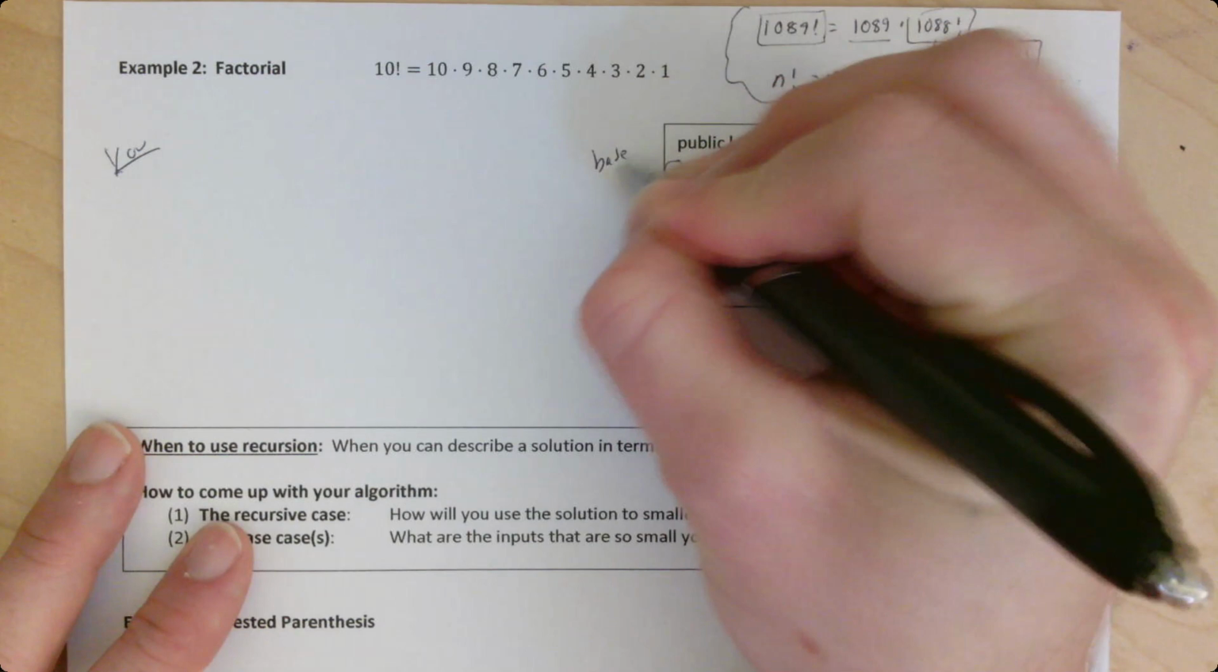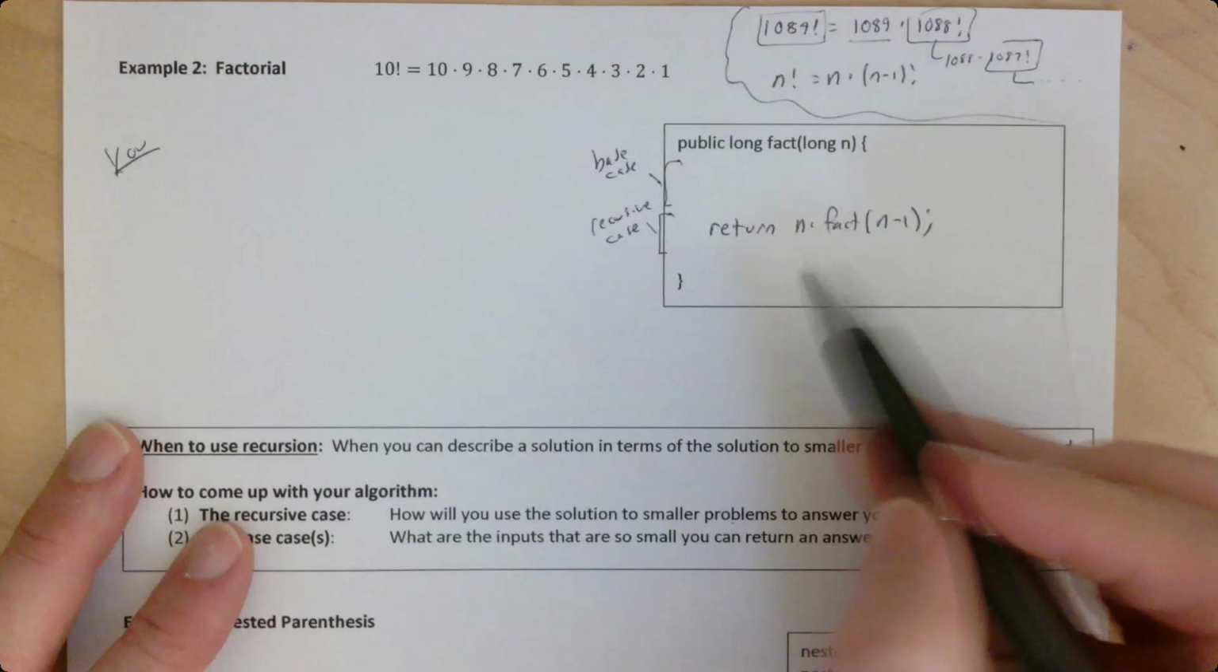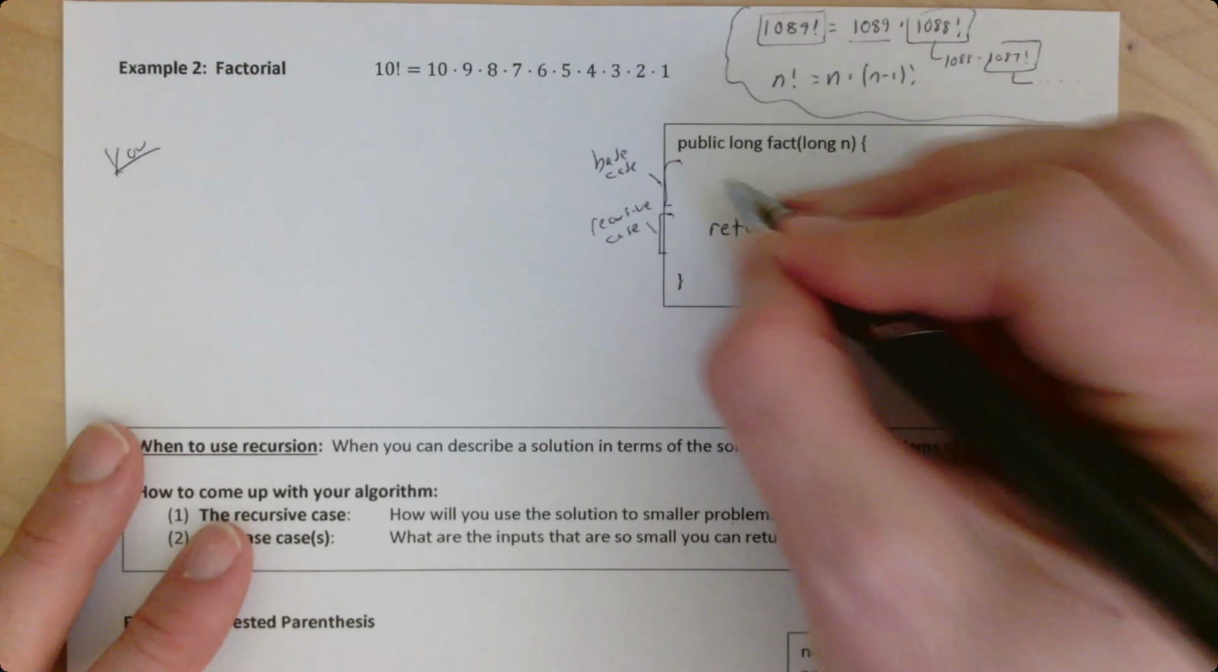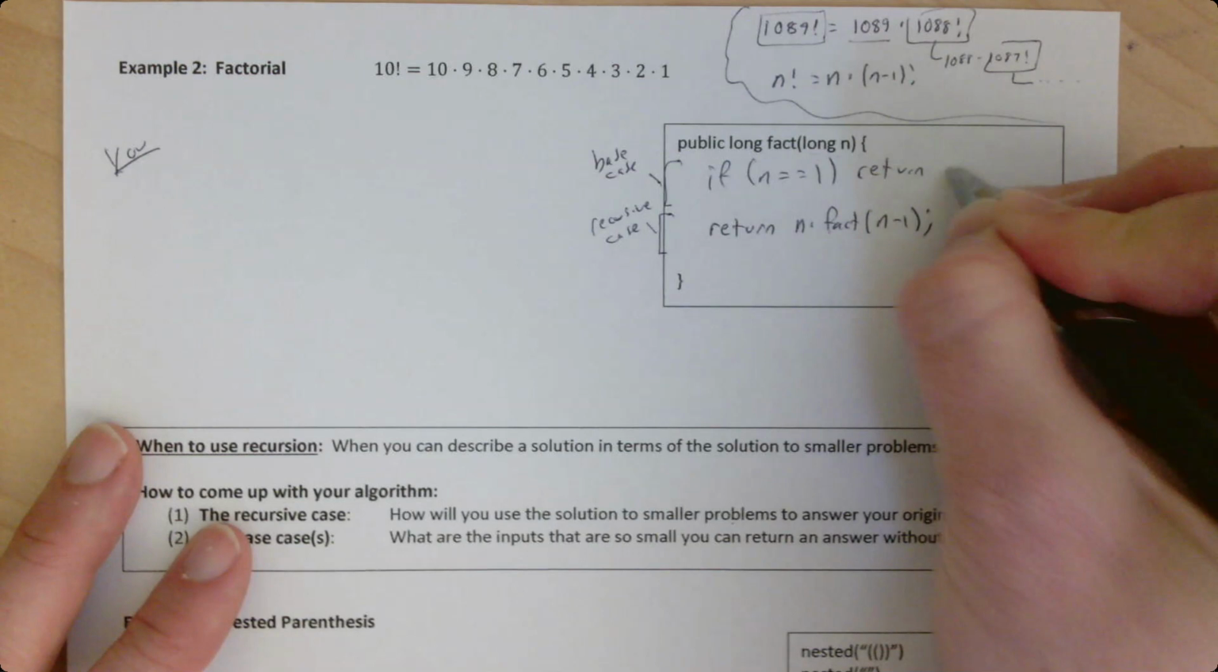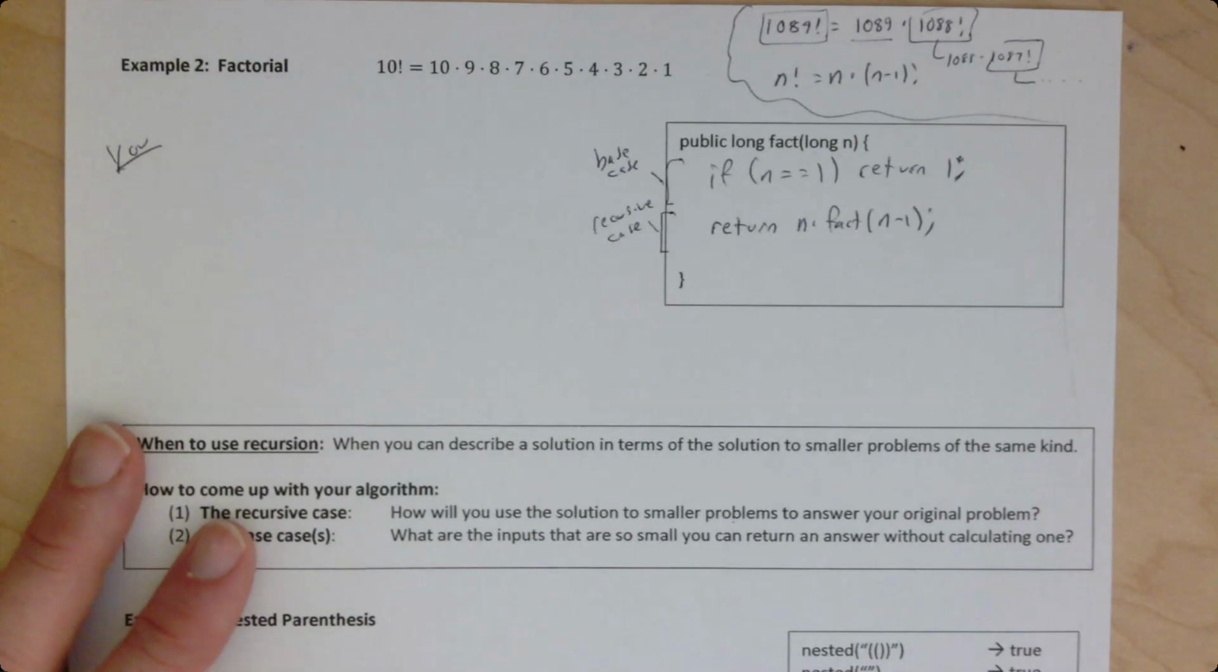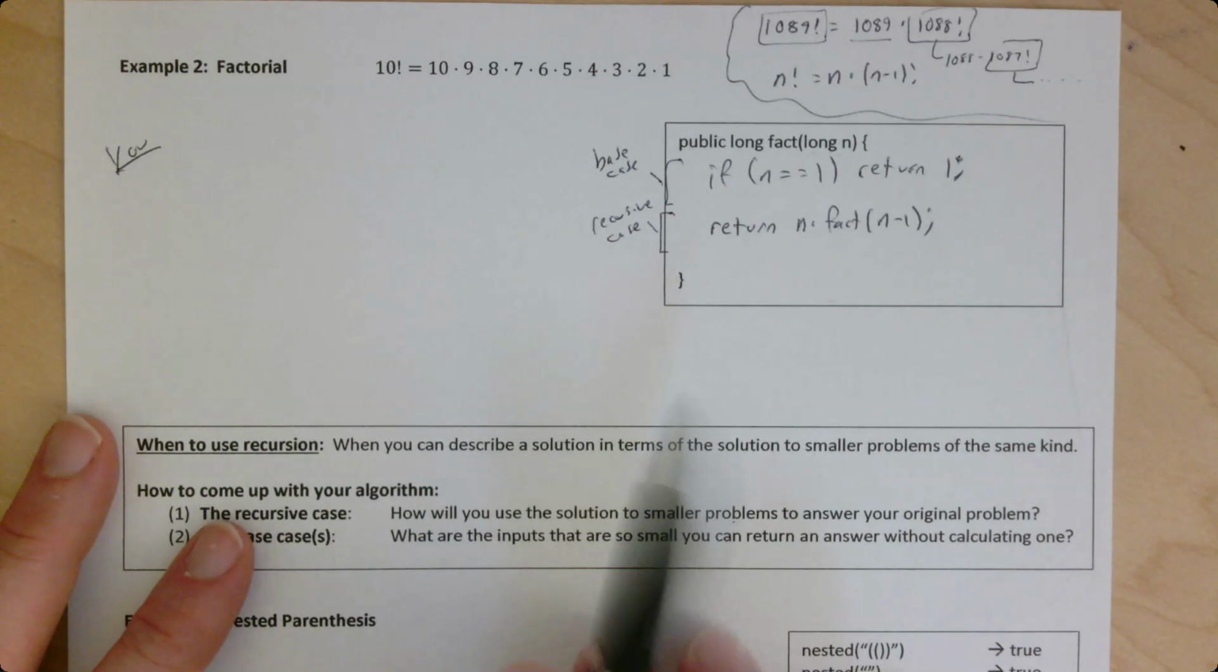So we have the recursive case. But the base case is going to be an input that's so small or so simple, we can just answer it right away. So we could say if n equals 1, then we'll return 1. Because 1 factorial is just 1. Okay, and that should work. So go ahead and program it on the computer. Verify that it works for you on the computer. And then come back in a second.